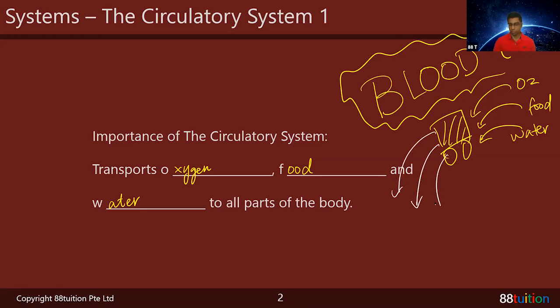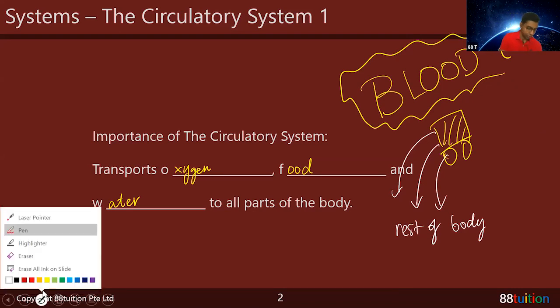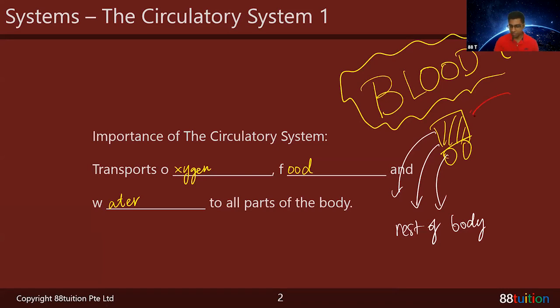Okay, it will unload oxygen, food, and water to the rest of the body, wherever it is going. Okay, it could be going to your leg, could be going to your knee, everywhere has cells. Okay, every part of your body. So it will unload, and then once it unloads, what happened? This oxygen, food, and water is no more on the vehicle. Am I right? So what happened is, you are at home, you've eaten already. After you eat food, what do you do? You throw rubbish.